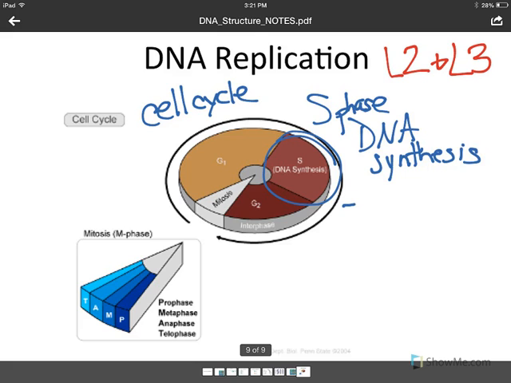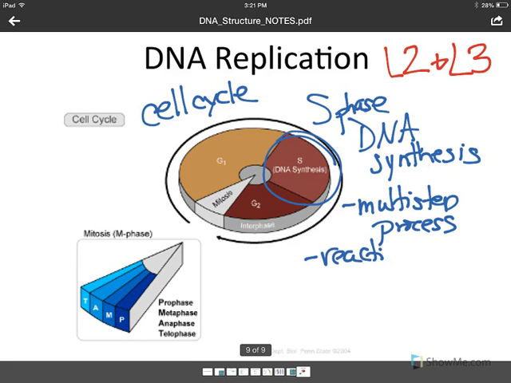So DNA replication is a multi-step process that happens with many different reactions. Because I have many different reactions taking place, I'm going to have many enzymes involved in these different reactions. So we're going to take a look at the different steps and the different enzymes that are involved here.